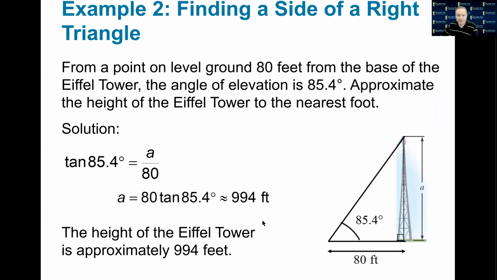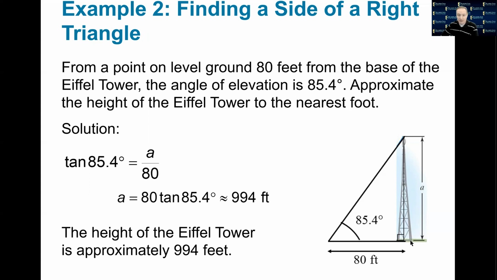Now, looking at another problem. The application problems in this section are actually shorter, because instead of solving the entire triangle, you're just solving for one measure on the triangle. If you look at this one with me, it says from a point on level ground 80 feet from the base of the Eiffel Tower, the angle of elevation is 85.4 degrees. Using that information, we're supposed to approximate the height of the Eiffel Tower to the nearest foot.